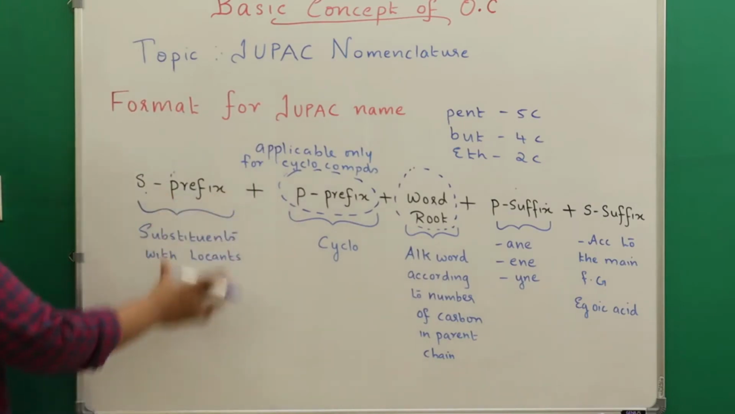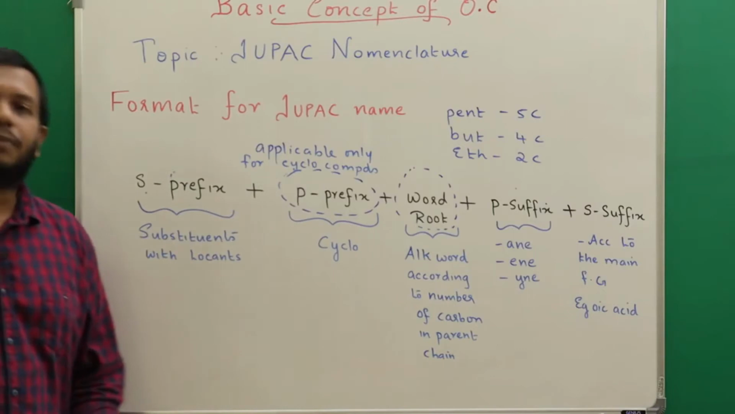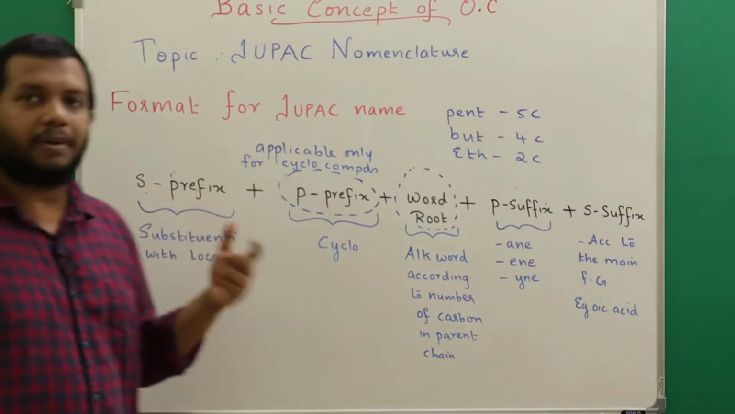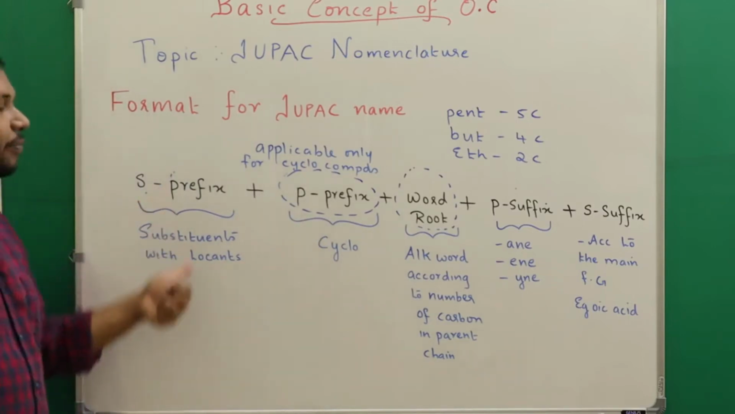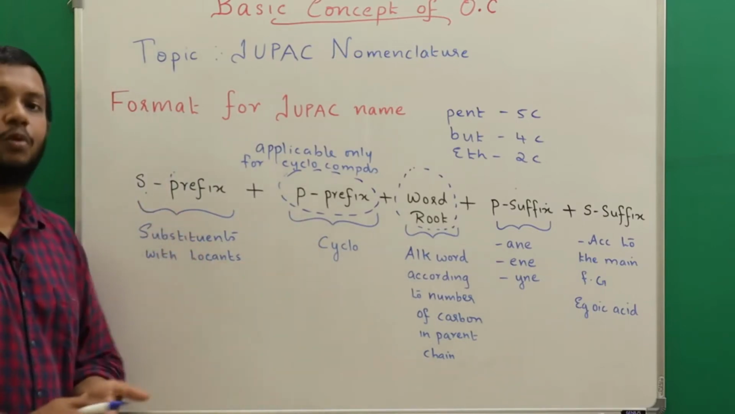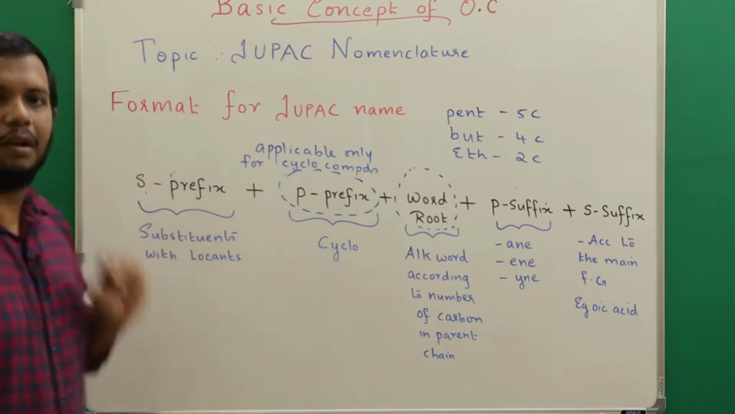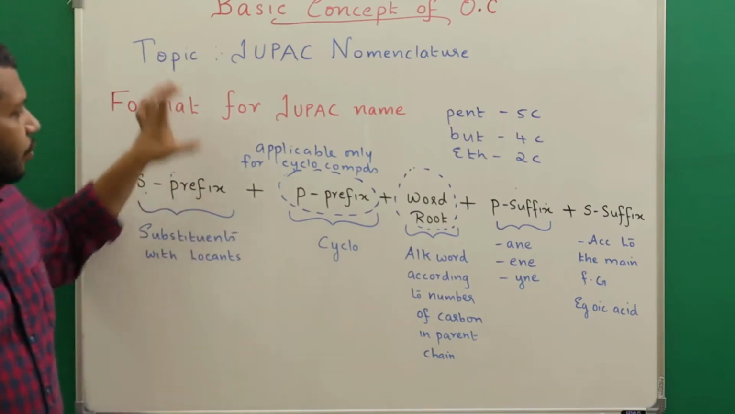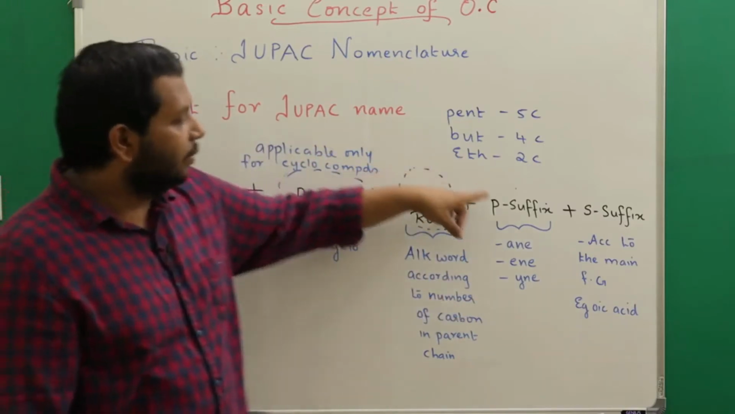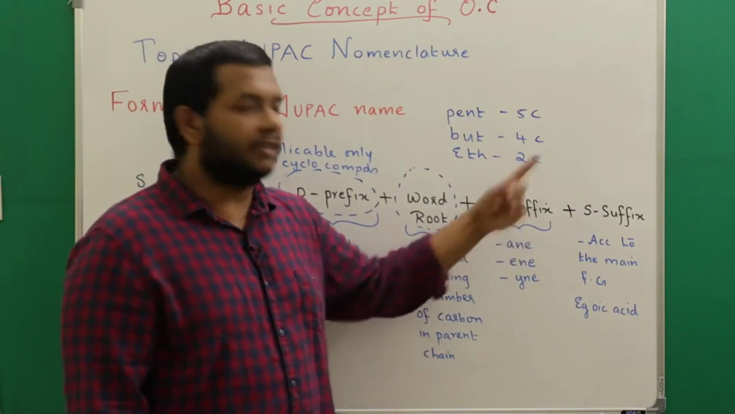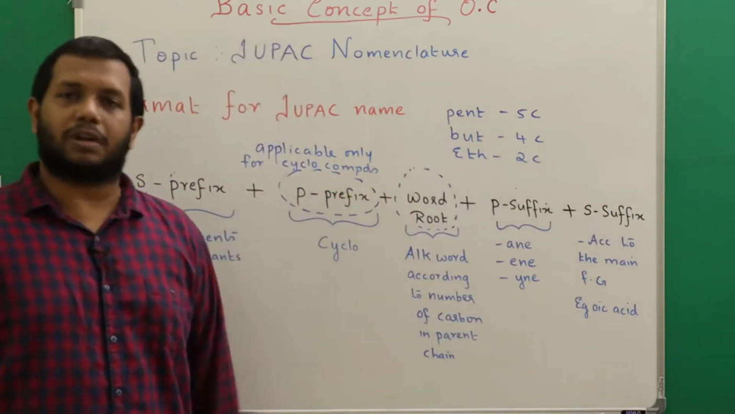And what is secondary prefix? They are the substituents with the locants. For example, while we are numbering at 2, 3, 4, you can see the substituents. Those substituents are the secondary prefix. So the secondary prefix, that is the substituents with their locants, comes first. Then if it is a linear chain compound, word root will come. Then primary suffix will come. And if there is a functional group, secondary suffix will come. So this is the order you need to remember.